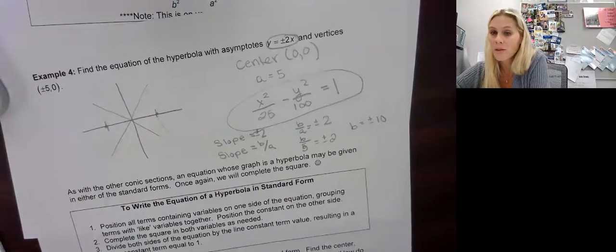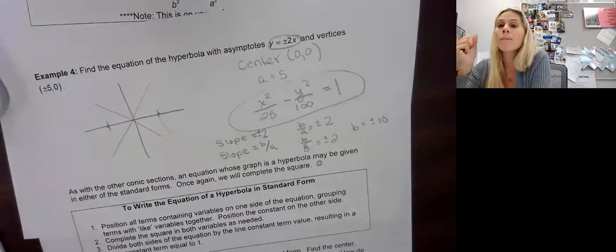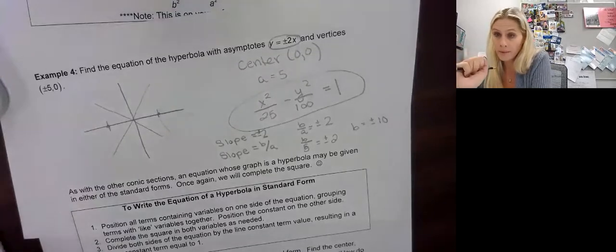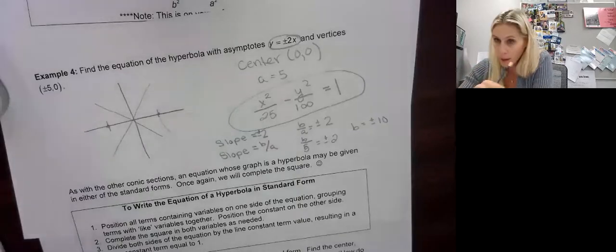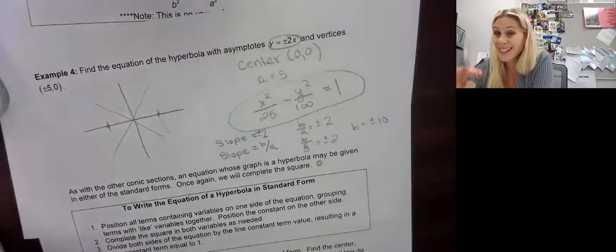A lot of information in here, okay? So let's keep in mind what we need with center, vertices, foci. A and B helps you create the rectangle. A and B also helps you create the slope of the asymptotes. And we have to find the equation. That's a lot of information, so make sure you go through things step by step.